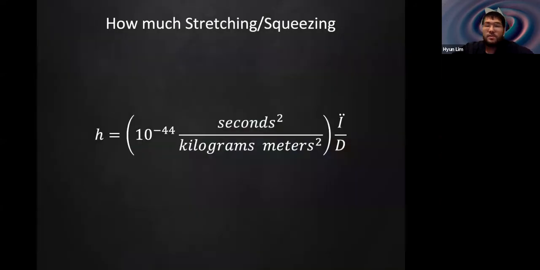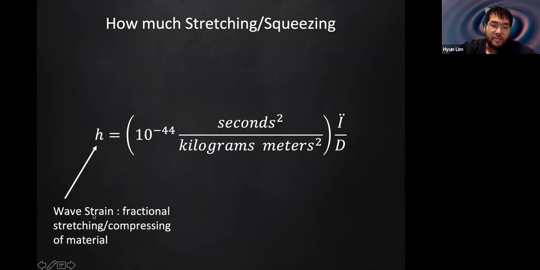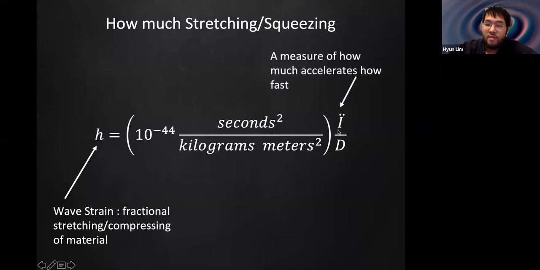Then we want to know how much stretching and squeezing there is in space-time. That's some formulae from the idea of Einstein. You don't need to worry about the whole detail. This h is called the wave strain. That explains how much stretching or compressing of the material there is, which is what LIGO observes. I will explain what LIGO means soon. This is some measure of how much acceleration and how fast, and that's the distance from the source.